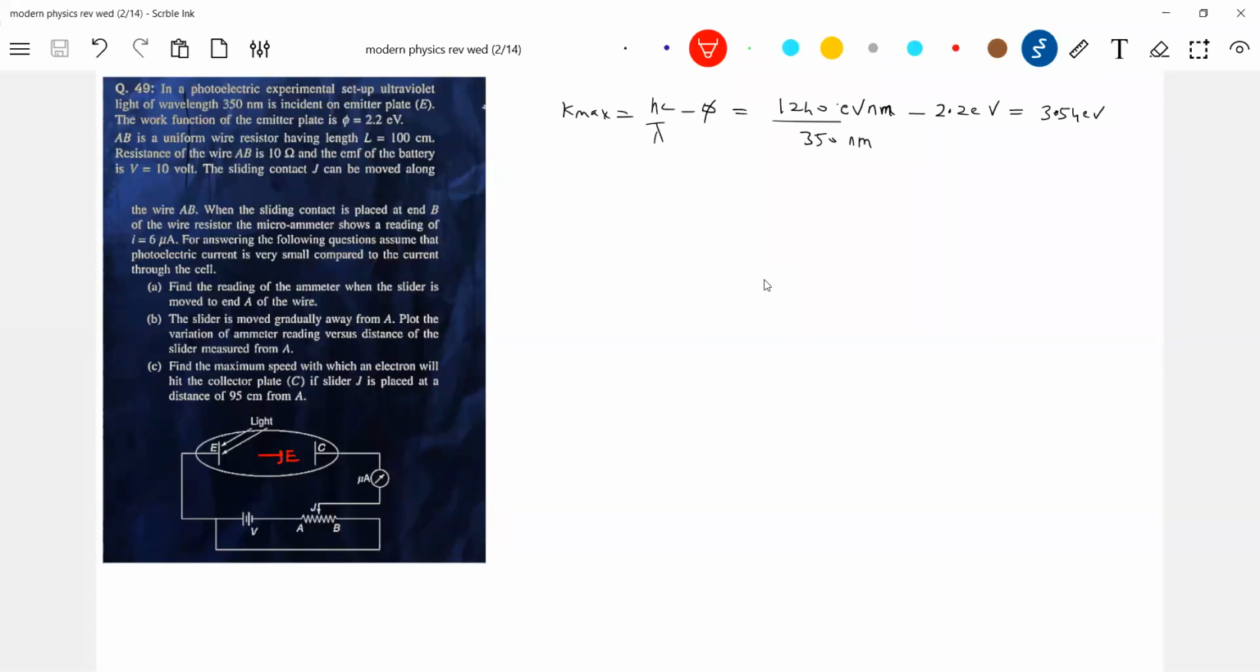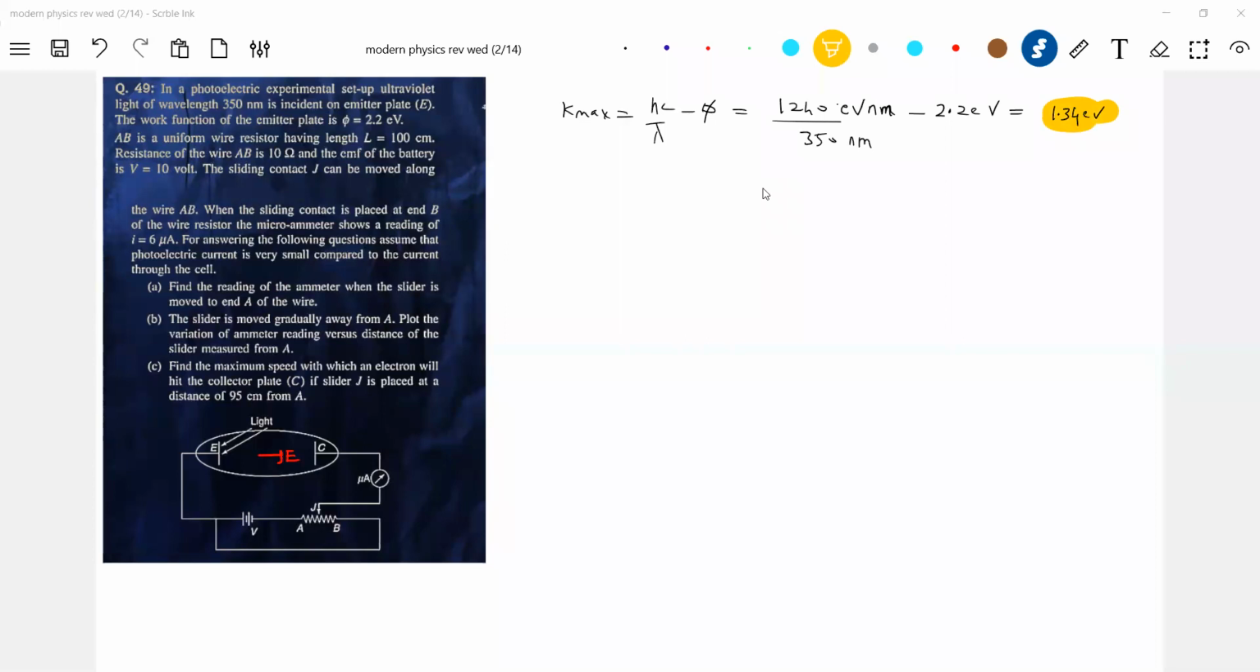The sliding contact. This is about the 10 volt that it is telling. That is not 3.54, it's 1.34. That particular K max is that much, it means. Okay, 1.34. Okay, there's the K max.